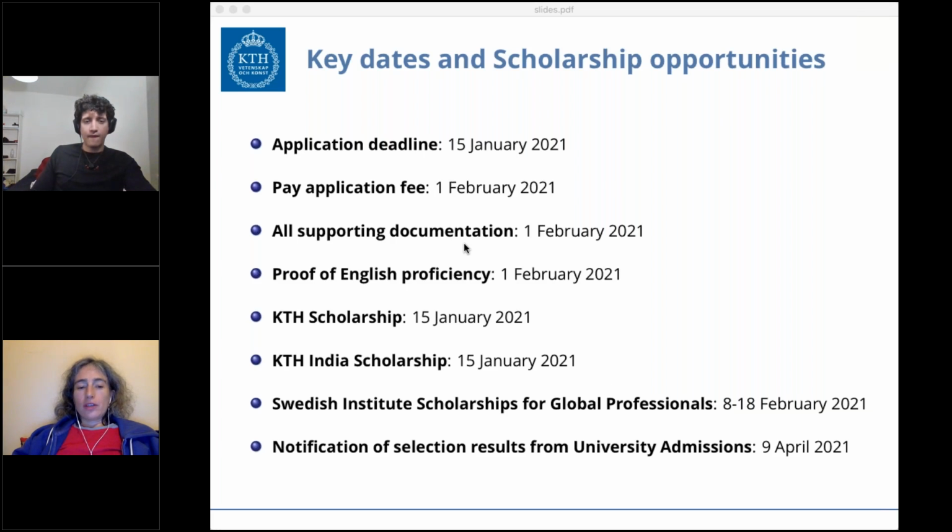And I would also say that we've had several students on the program who are awarded this as well. That's the 15th of January 2021. And then there are also the Swedish Institute scholarships for global professionals. The dates for applying to those are between the 8th and 18th of February. The notification of selection results from university admissions is on the 9th of April 2021. So this is when you find out whether you have been accepted or not.